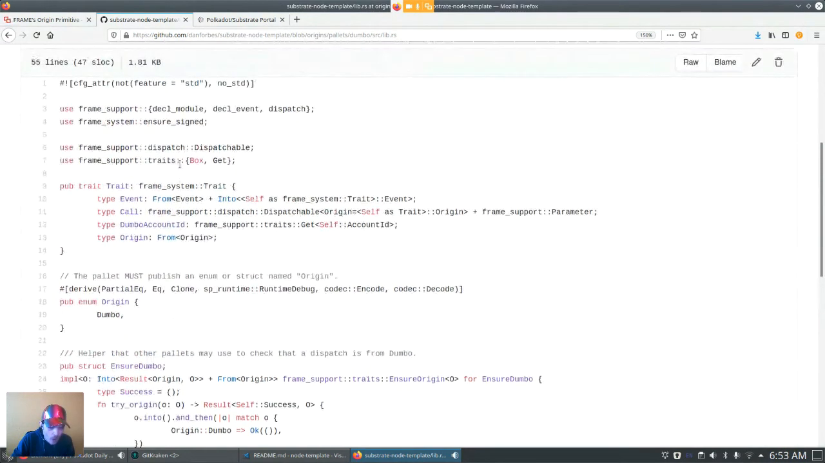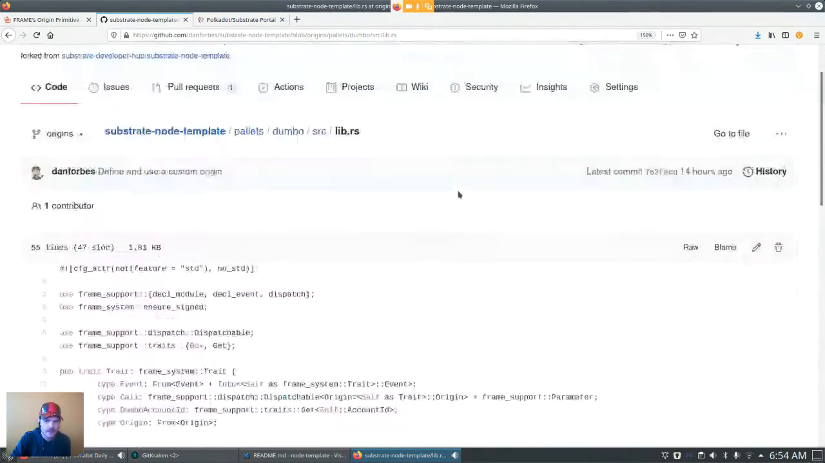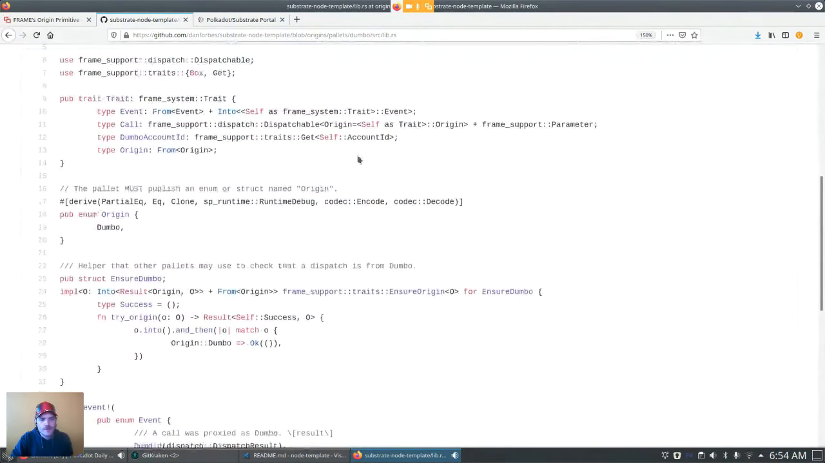But hopefully, let's step back. That was a little implementation detail. Let's look again at the capabilities that this palette defines. First of all, this palette gives us the capability to define a privileged account ID.